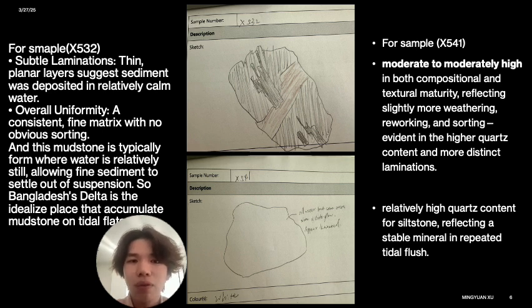And sample 541 is siltstone, moderate to moderately high in both compositional and textural maturity, reflecting slightly more weathering, reworking, and swelling, evident in high quartz content and more distinct laminations. And its relatively high quartz content for mudstone reflects a stable mineral in repeated tidal reworking.